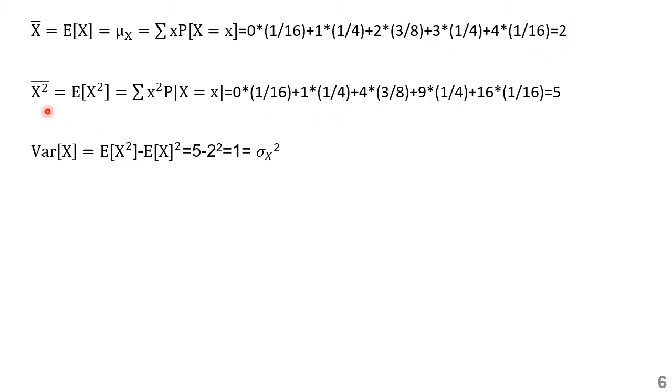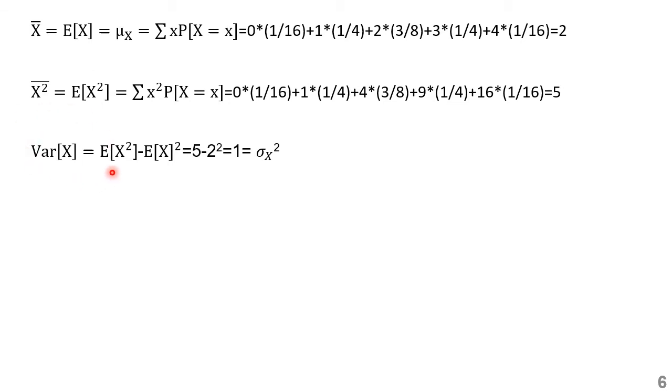X square bar, that is expectation of x square, is given by summation of x square, probability of x equal to x, that is 0 into 1 by 16 plus 1 square into 1 by 4 plus 2 square into 3 by 8 plus 3 square into 1 by 4 plus 4 square into 1 by 16, that gives you 5.